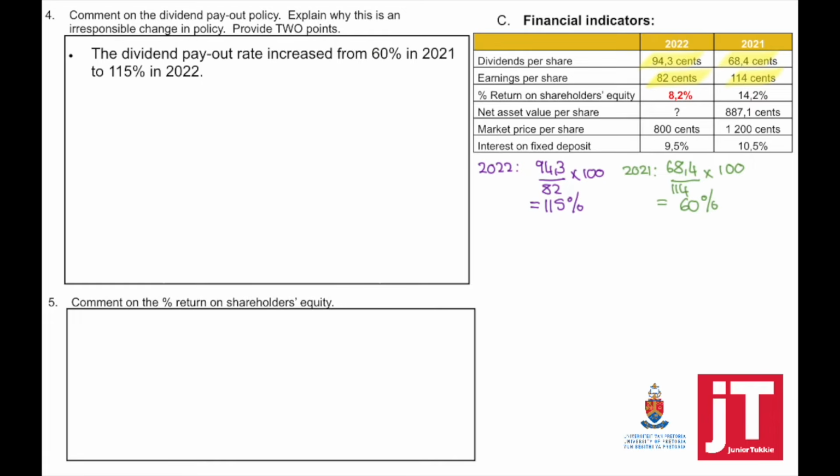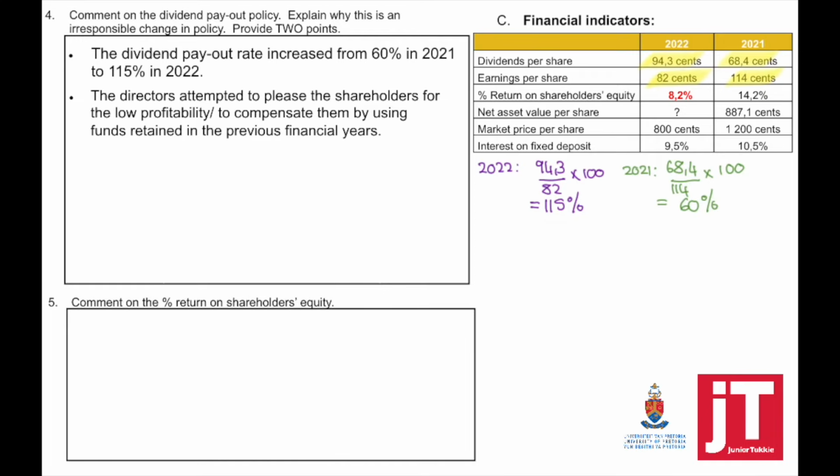So when we're commenting on this now, always use the percentages. Indicate that the dividend payout rate increased from 60% to 115%, and make sure that you show your calculation. This could be that the directors attempted to please the shareholders for low profitability to compensate them by using funds retained in the previous financial year. Because if you have a look there, you can see that our earnings per share is much less compared to last year.